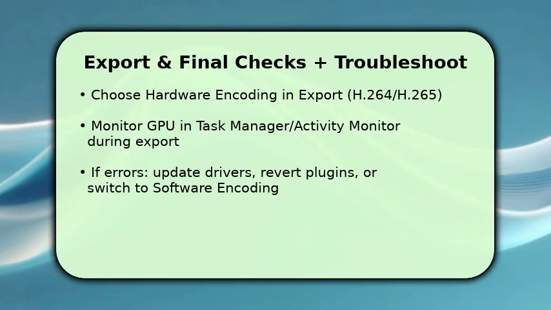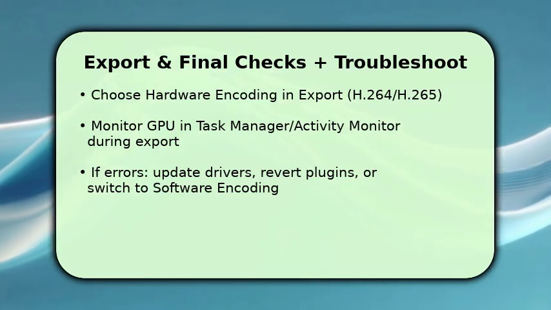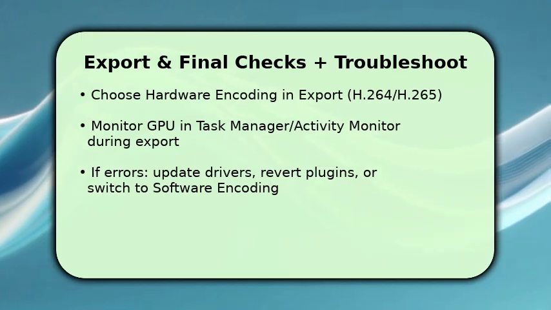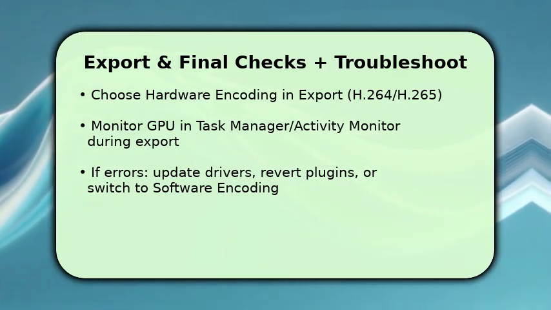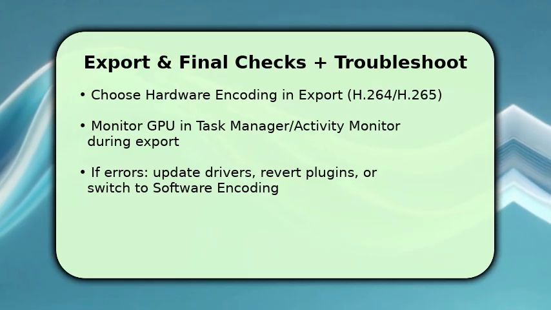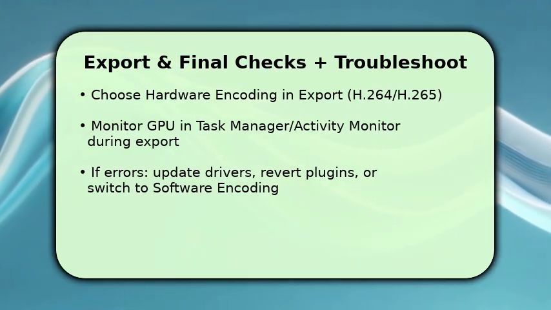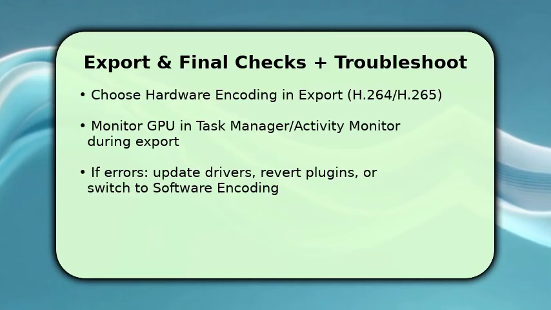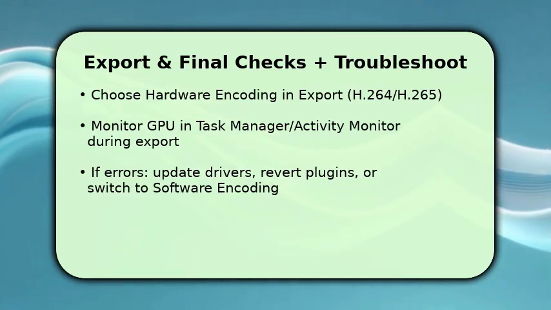Finish by exporting with hardware encoding. Choose H.264 or H.265 and set encoder to hardware encoding so Premiere uses your GPU for final exports. This speeds up compression dramatically. While exporting, monitor GPU utilization in Task Manager or Activity Monitor to confirm load.